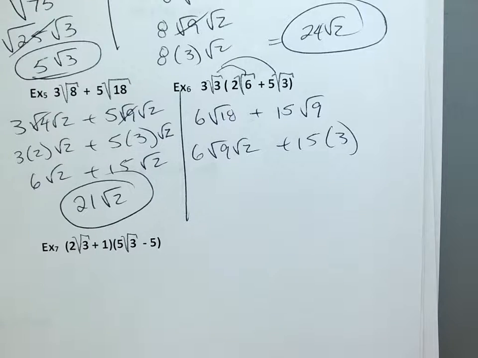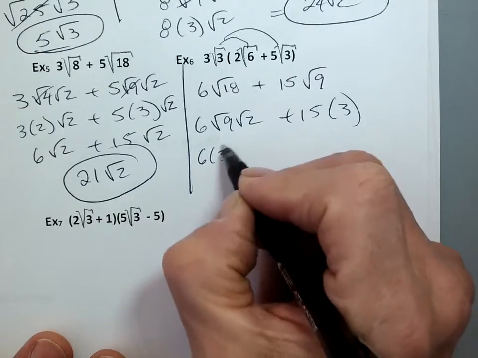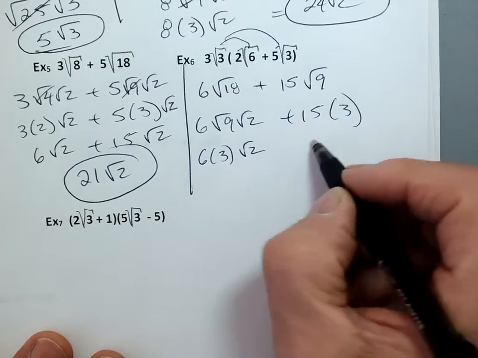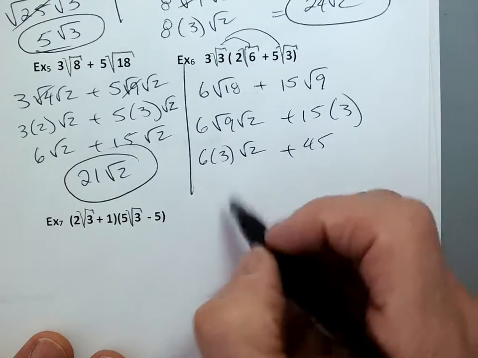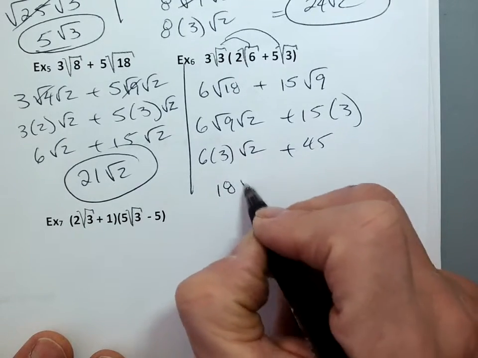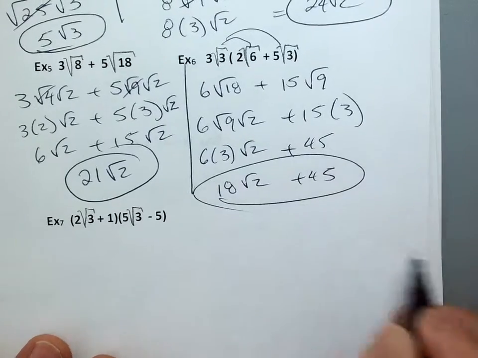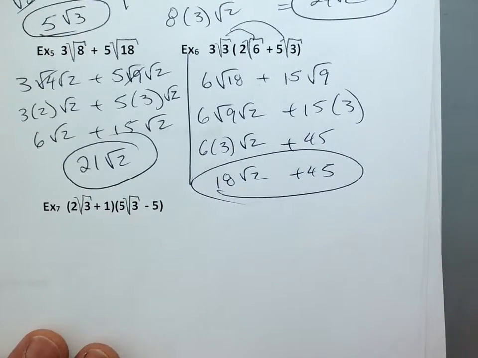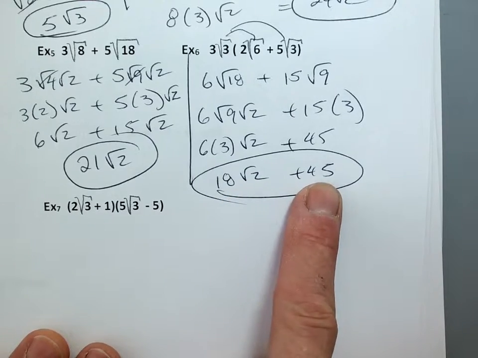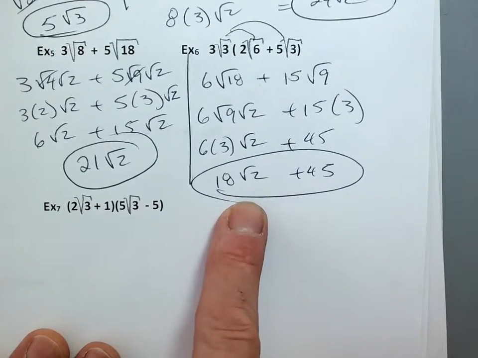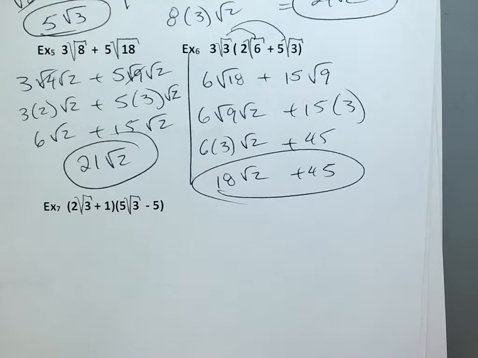How am I doing? Okay, 6 times 3 square root of 2 plus 45. 6 times 3 is 18 square root of 2 plus 45. Don't add them. They're not the same. This is a bunch of square roots of 2's. This is not. This is 18 square roots of 2's. This is just 45, right? If you put a 45 inside, it would be so much better.